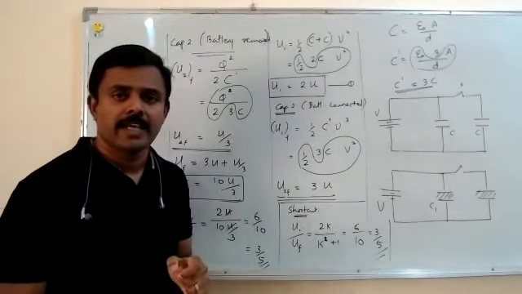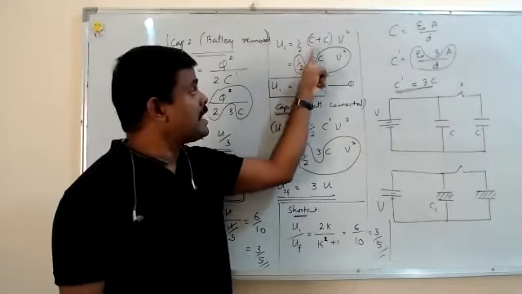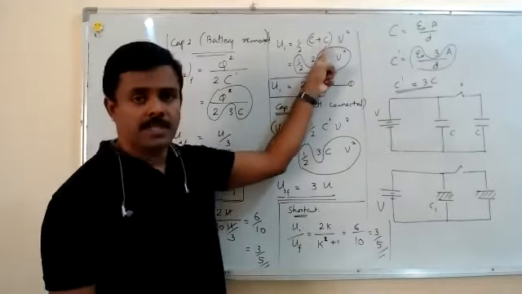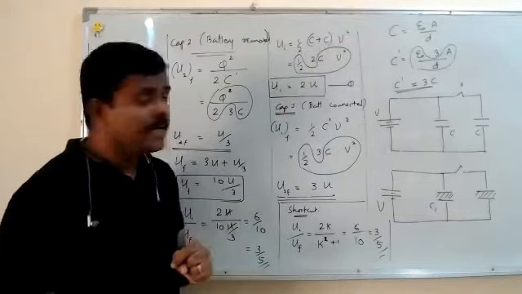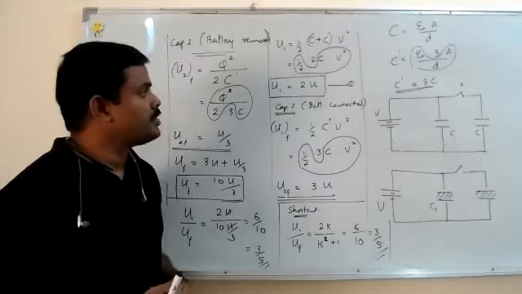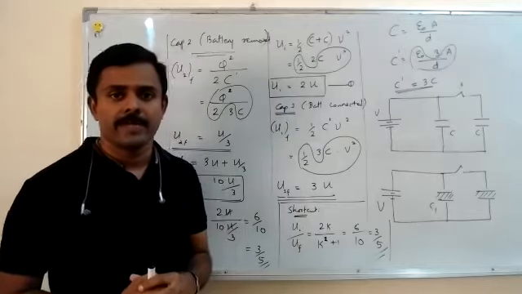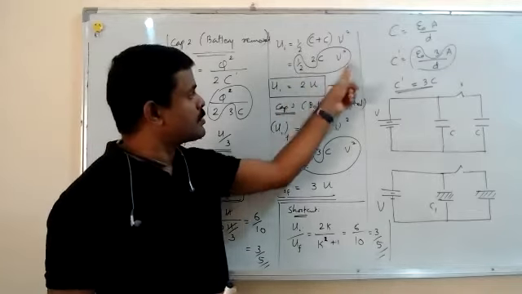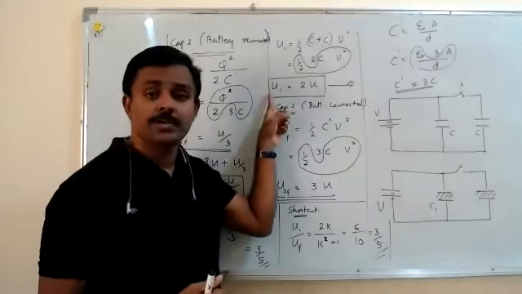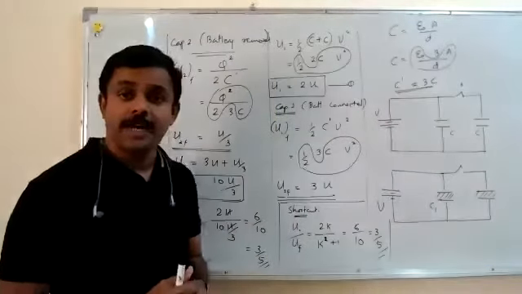Who is the constant quantity? V is the constant quantity. So my equation is half into C1 plus C2, since the effective capacitance in parallel is C1 plus C2, into V square. That is half into C plus C, which is 2C, into V square. I prefer to take half CV square together as a single term, called U. So the initial energy of the whole configuration is 2U. That is part number one.